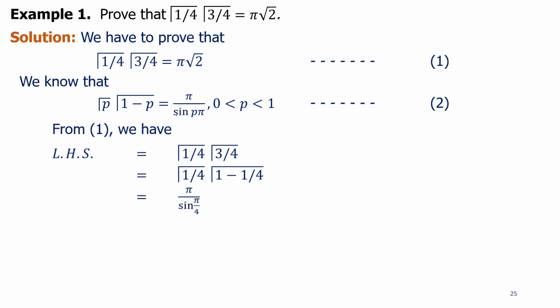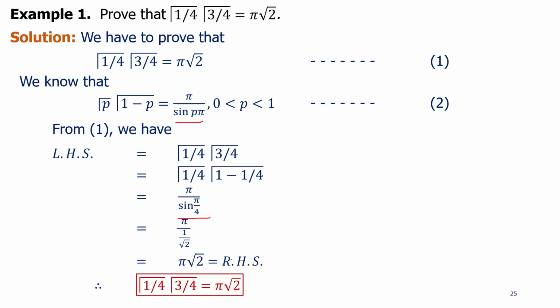its value will be pi upon sine pi by 4. And we know that sine pi by 4 is 1 upon root 2. Then root 2 will go to the numerator and will become pi root 2, which is equal to the right hand side. Therefore, gamma 1 by 4 into gamma 3 by 4 is equal to pi root 2.